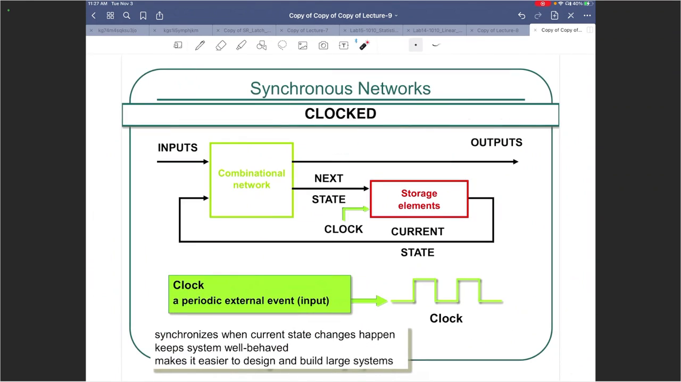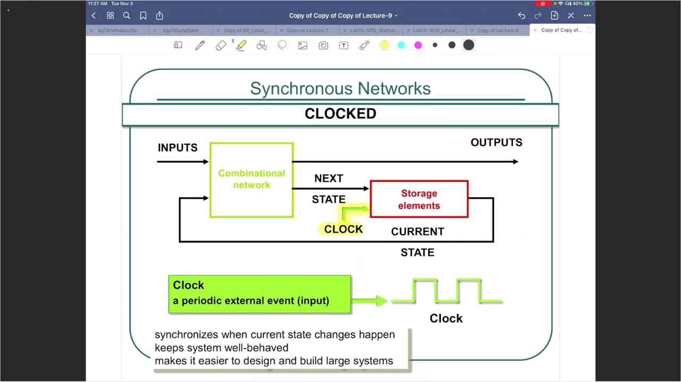Now, because we have edge sensitive devices to build, our block diagram of sequential circuits is going to include the clock. The clock input is going to be an input specifically for the storage elements, and we need to explicitly talk about that now because it matters when the clock goes from low to high and high to low. So that is going to be explicitly shown in every flip-flop design, the clock input.